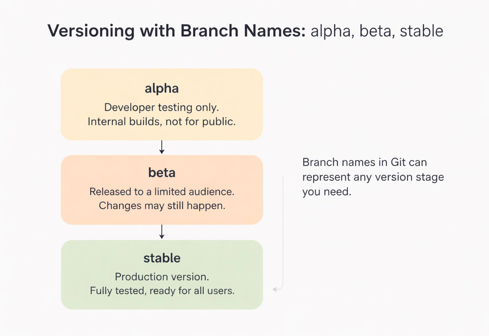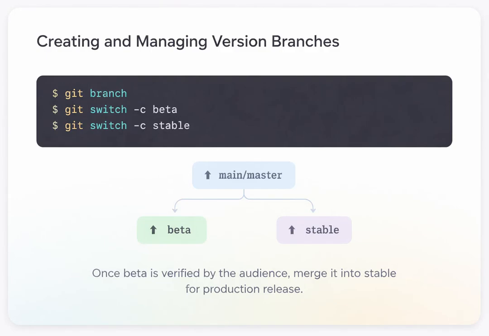The beautiful thing about Git is that you can name your branches anything you want. So you could literally have a branch called stable, one called beta, and one called alpha, and manage your releases that way. So how does this actually work in practice? The instructor demonstrates creating these version branches right in the terminal.